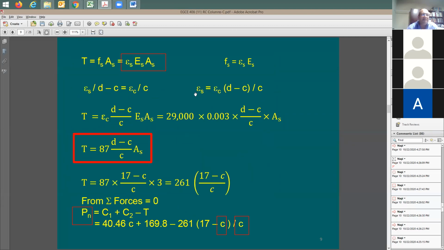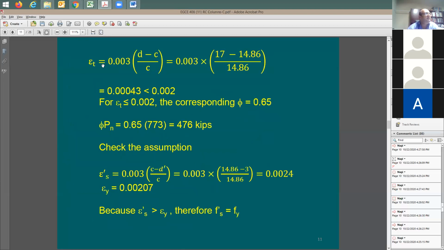The strain in the steel is going to be found by symmetry, by these two symmetrical triangles. I know that the concrete strain is going to be 0.003. I have the depth, the 17 inch. Now I also have c, which means I can solve for the strain in the steel. Here's the strain in the steel. I can solve for it. It happens to be 0.0043. The yield point is 0.002. So what is that number that you're talking about here? This is the strain in the steel at the yield point, right?